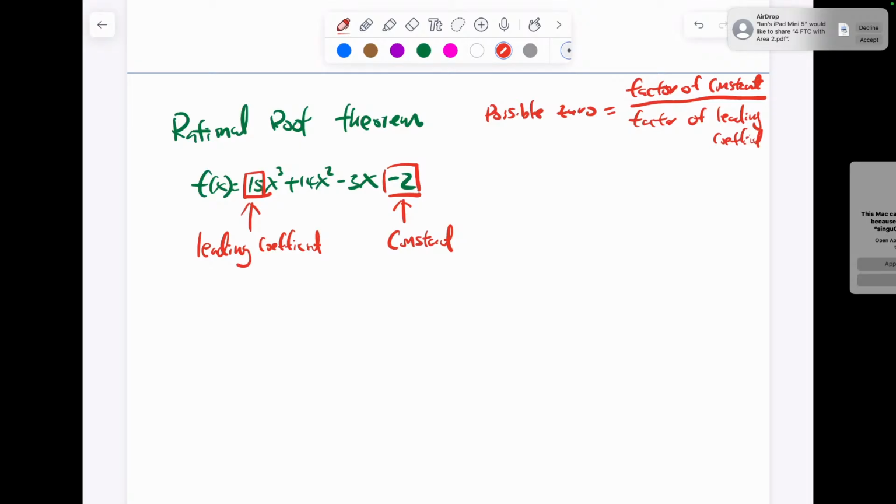So how do I find the factors of -2? Plus minus 2 and plus minus 1, because 2 times 1. Factors of 15, can you guys tell me what the factors of 15 are? There are 2 more. 15 and 1, yeah. So plus minus 15, plus minus 5, plus minus 3, plus minus 1. Is that okay?